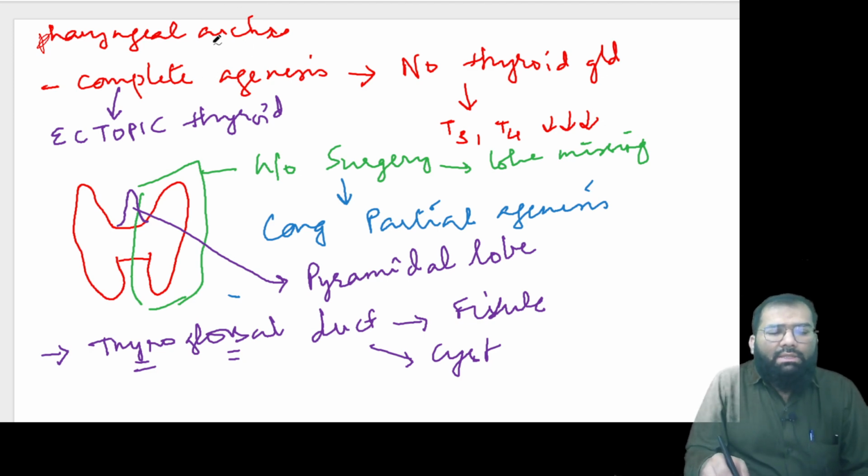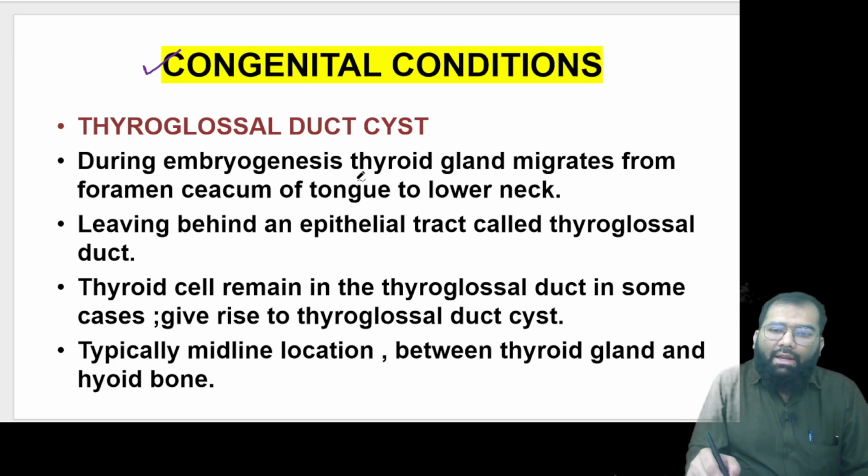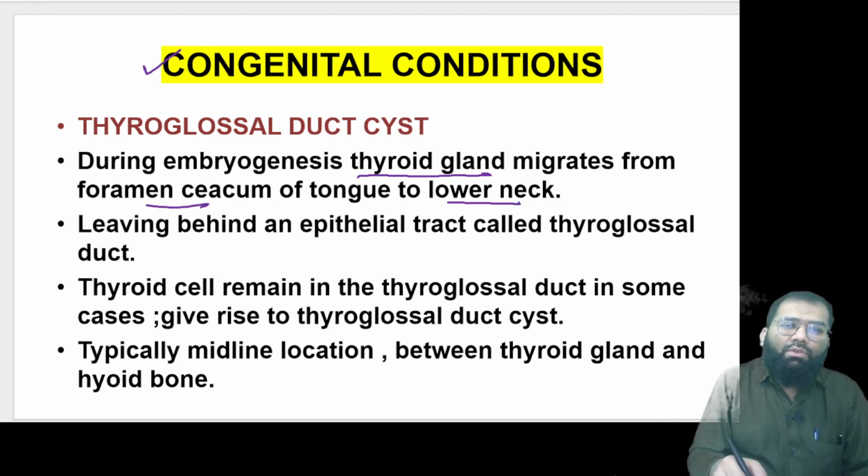So in this session, I'll discuss the most important congenital anomalies. One of them is the thyroglossal cyst. So this is again a congenital condition we have discussed. During embryogenesis, we should know that the thyroid gland tissue migrates from foramen cecum of the tongue to the lower neck. If you see the embryology, you should know that there is tongue superiorly. In the tongue, there is a special foramen which is called foramen cecum. Thyroid tissue migrates from foramen cecum of the tongue down into the neck region and later on forms thyroid gland.